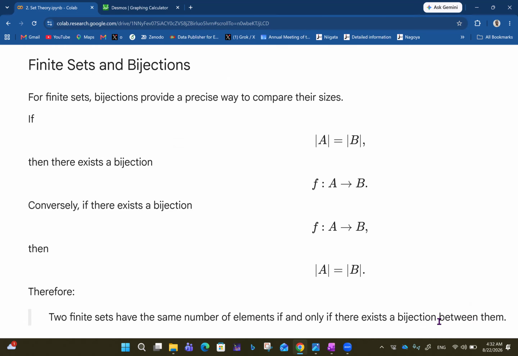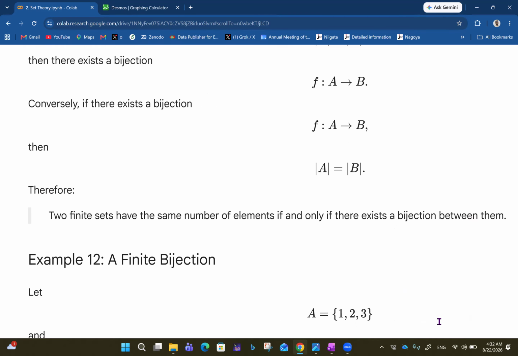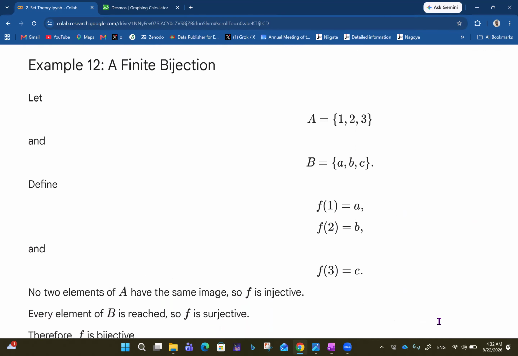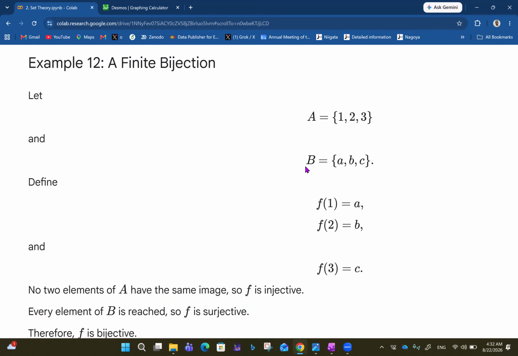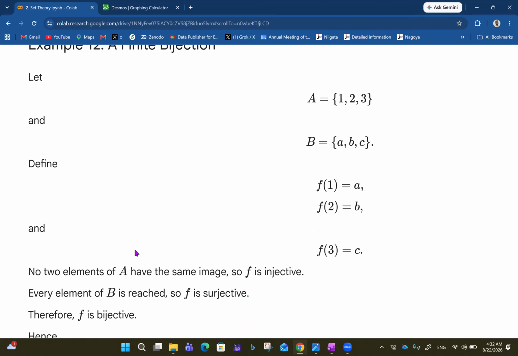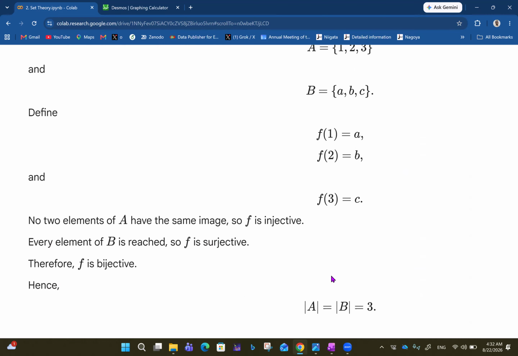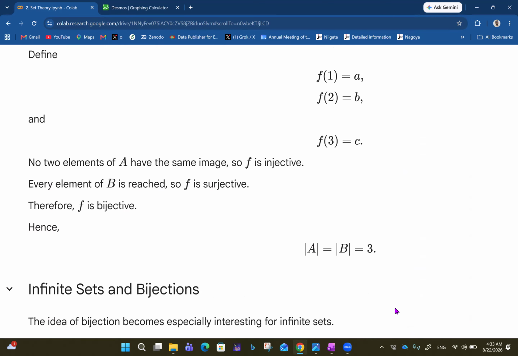So in a bijection, the cardinality of the domain and codomain are both equal, right? Basically. Talking about a finite bijection now, let A be {1, 2, 3} and B be {a, b, c}. Define f(1) = a, f(2) = b, and f(3) = c. So 1 to a, 2 to b, 3 to c. Now no two elements of A have the same image. So f is injective. Then every element of B is also reached, so f is surjective in that case. Because the function is both injective and surjective, we say it is bijective. Hence the cardinality of A is equal to the cardinality of B, which is equal to 3.